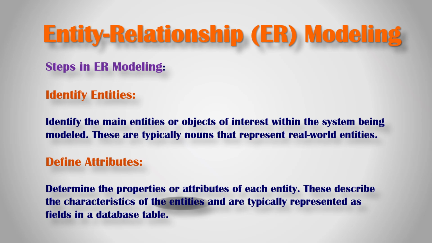Steps in ER modeling. Identify entities. Identify the main entities or objects of interest within the system being modeled. These are typically nouns that represent real-world entities. Define attributes. Determine the properties or attributes of each entity. These describe the characteristics of the entities and are typically represented as fields in a database table.